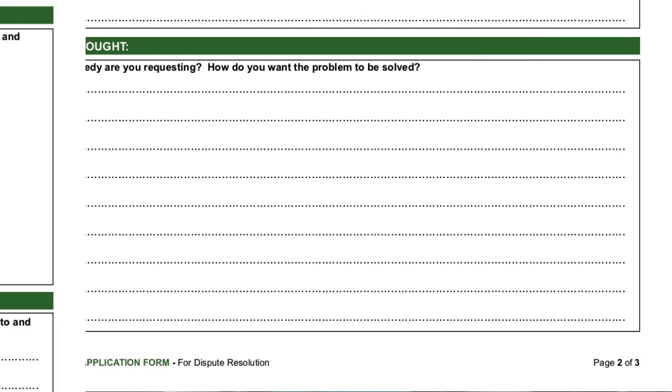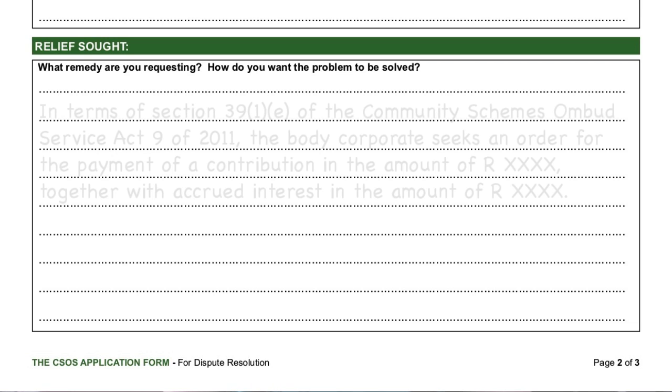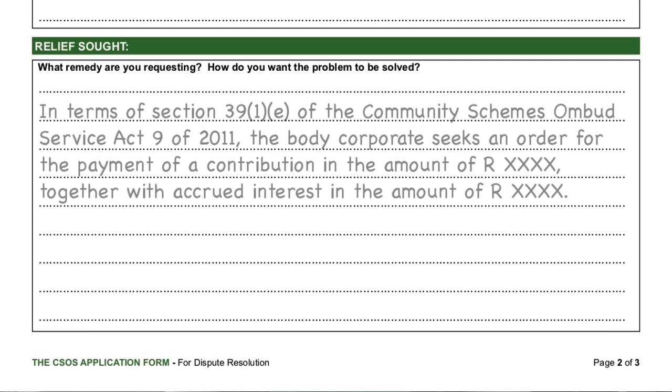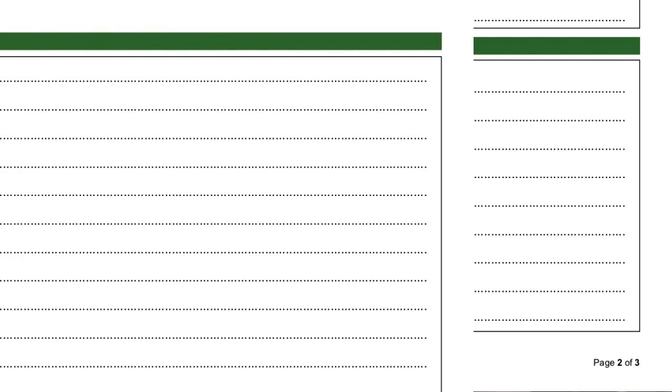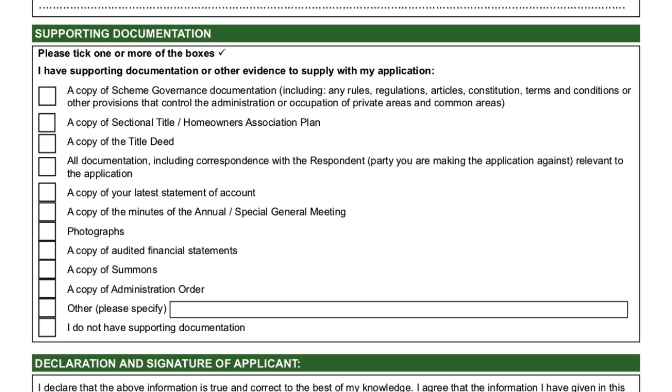At the bottom of page 2 of the application form, space is provided for you to set out the relief you seek. It is here that you will state that, in terms of section 39(1)(e) of the CSOS Act, you seek an order for the payment of a contribution in the particular amount, together with any interest which may have accrued. If there is any additional information that you would like to add to your application, you would set this out at the top of the third and final page of the form. Thereafter, you will tick any supporting documentation that you will attach to your application.